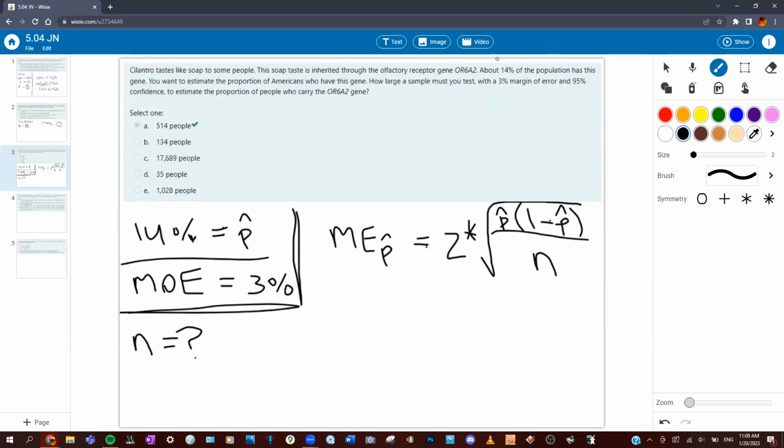You could solve for n already with the variables as if you're in AP Physics, or you could just plug them in, and that's just what I'll do. I just don't feel like rearranging it right now. So we're going to plug in 0.03 for MOE. Well, I said MOE. We can just say ME. There's not usually a typical symbol for that margin of error, but that's what it is.